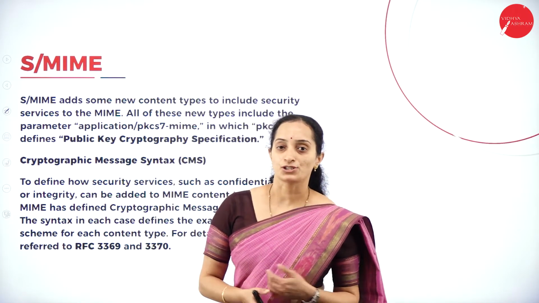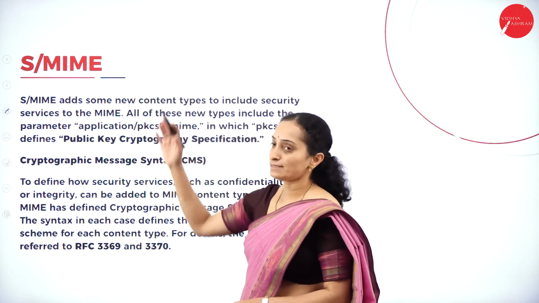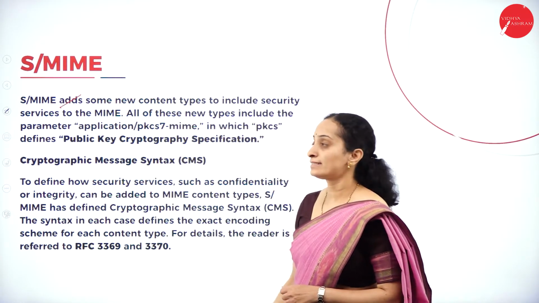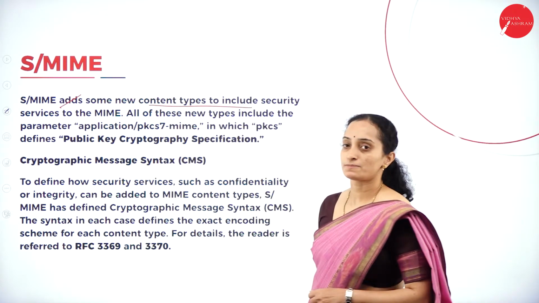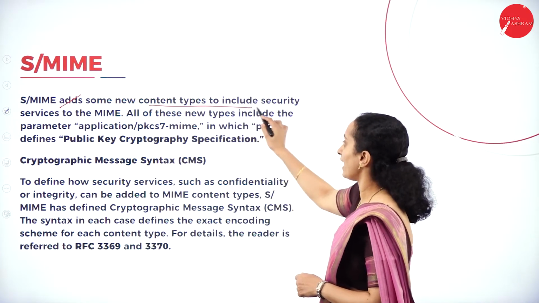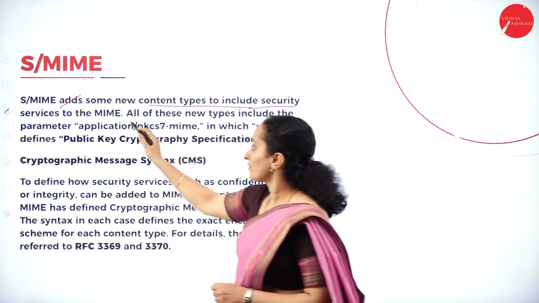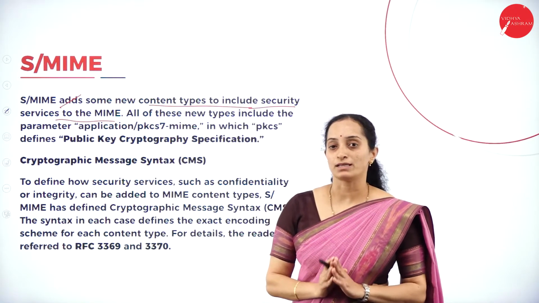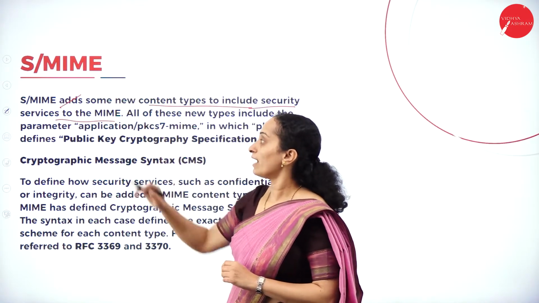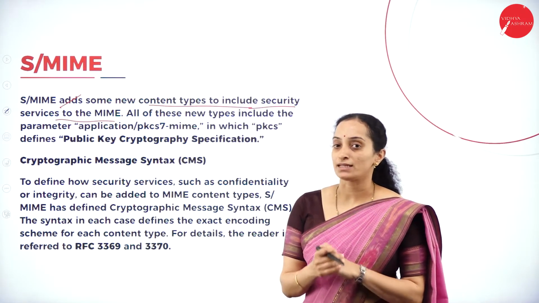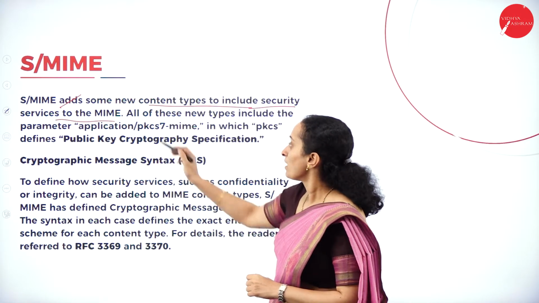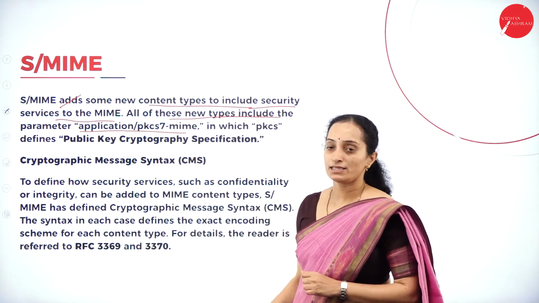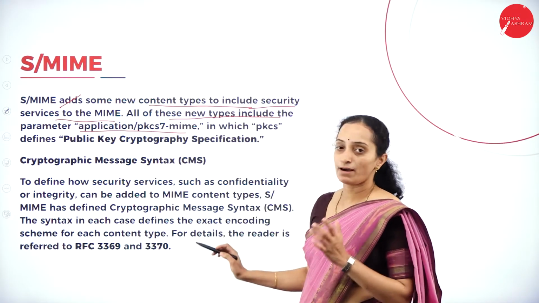Let's go about the extension of MIME, that is S/MIME. So S/MIME adds some new content types. They add some new content types to include security services to the MIME. It is made more secure. MIME is made more secure with the improved version of MIME, that is S/MIME. All of these new types include the parameter application packet with MIME.